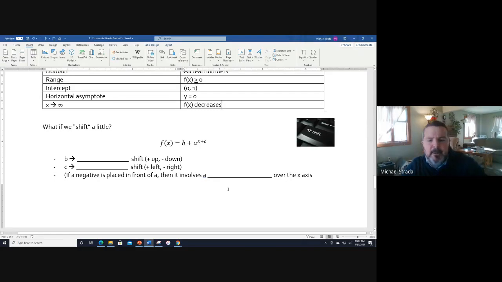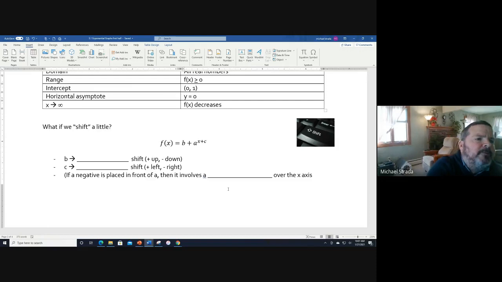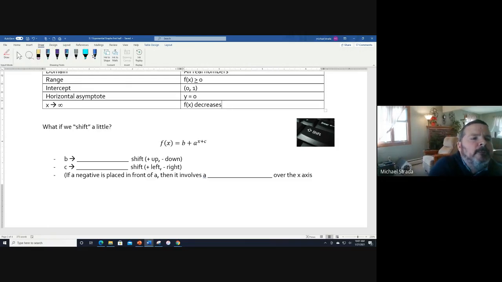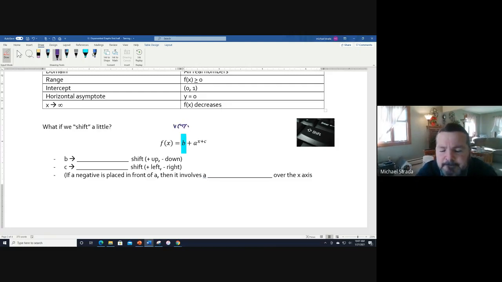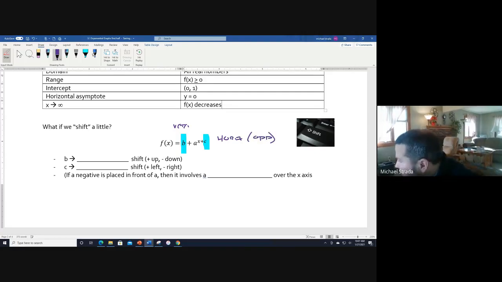All right, so now we're going to talk about the more complicated part, which is shifting. f of x equals b plus a to the x plus c. b is outside, ladies and gentlemen, so that's going to be a vertical shift up and down. c, which is in the exponent, is being plus and minus, not multiplied. That involves a horizontal shift, and that, in case you don't remember from last year, is the opposite.